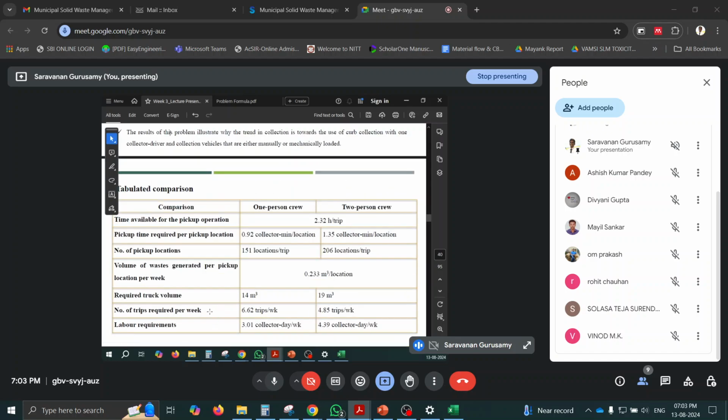So if you compare in a table, 3.01 collector day per week, if it's a 2 person crew, it will be 4.39 collector day per week.